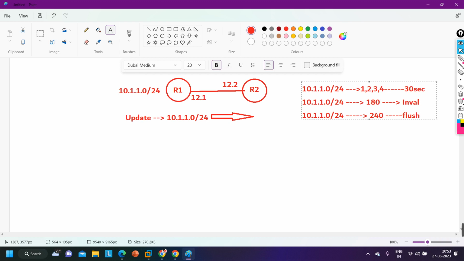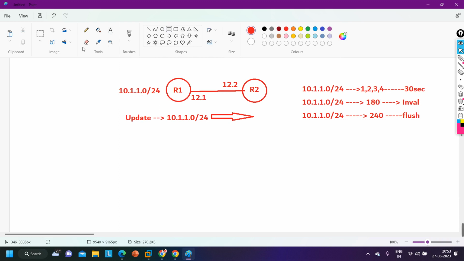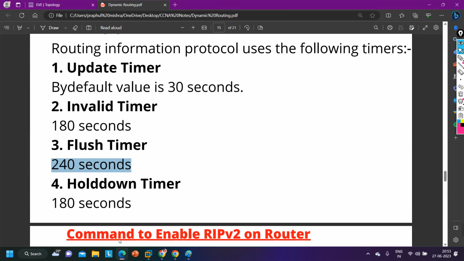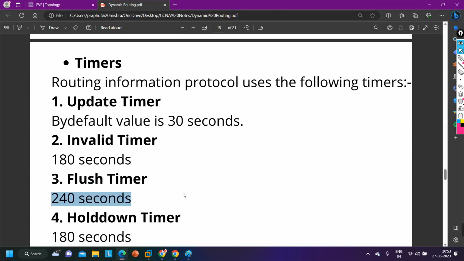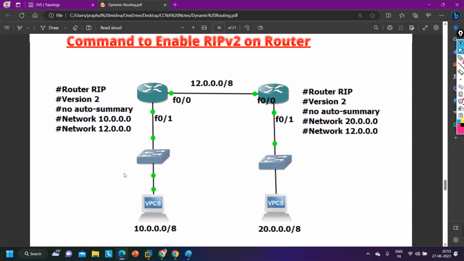So this is the disadvantage of RIP, guys. Let's say from R1 we have removed this network. We have removed this network from R1. So router 2 will flush this network information from its routing table after 240 seconds. Okay. So this is how these timers work.